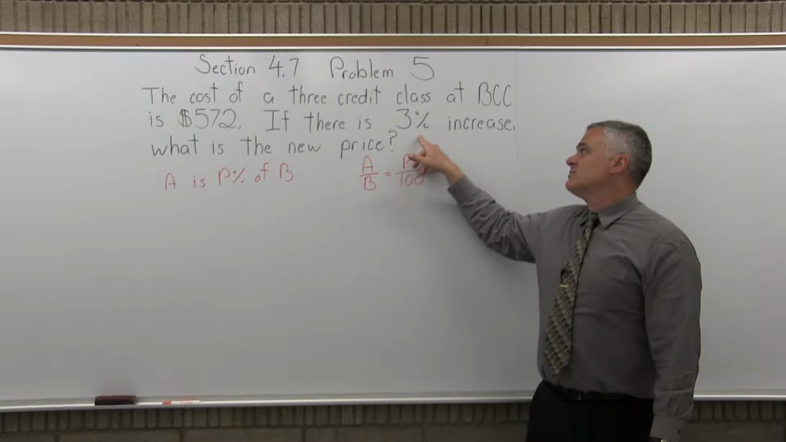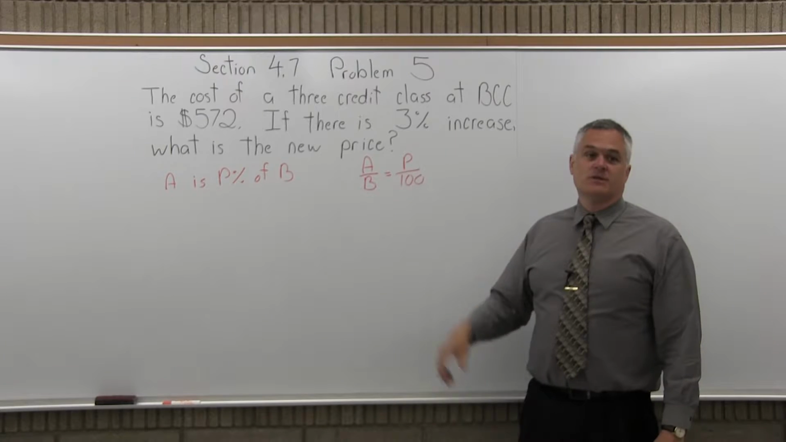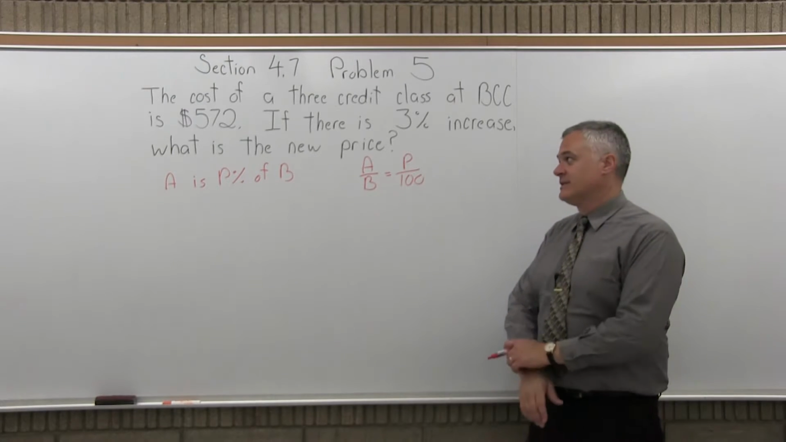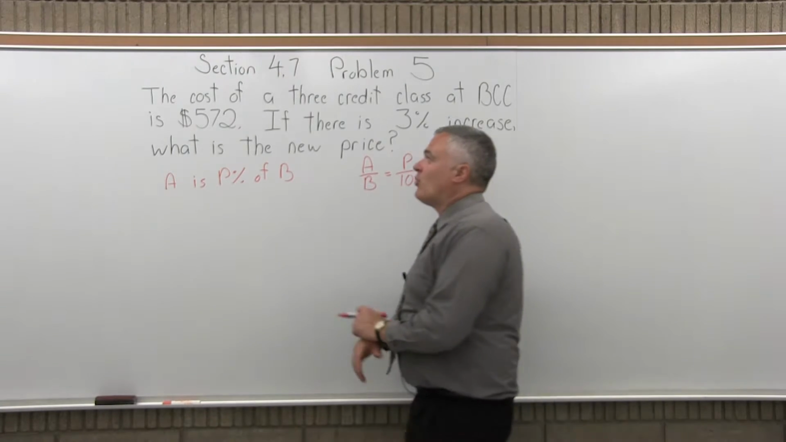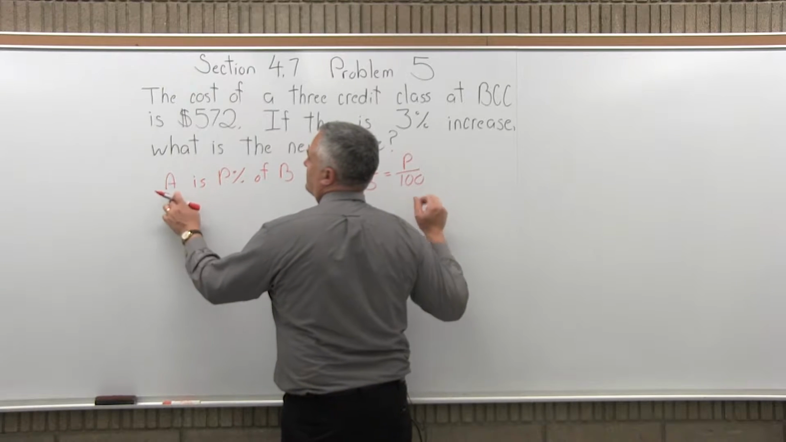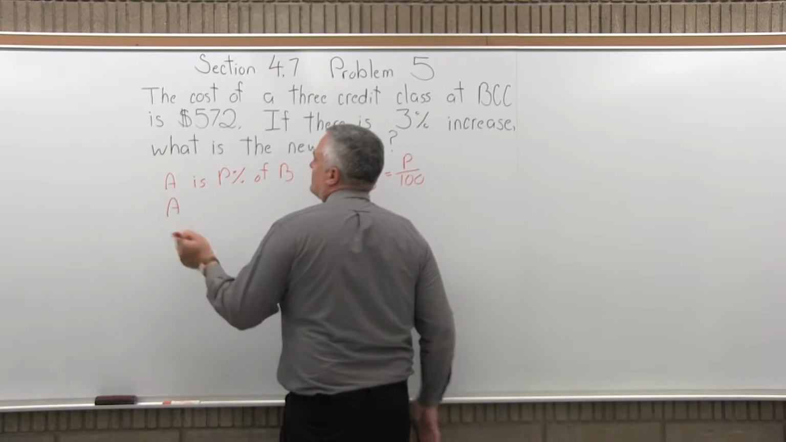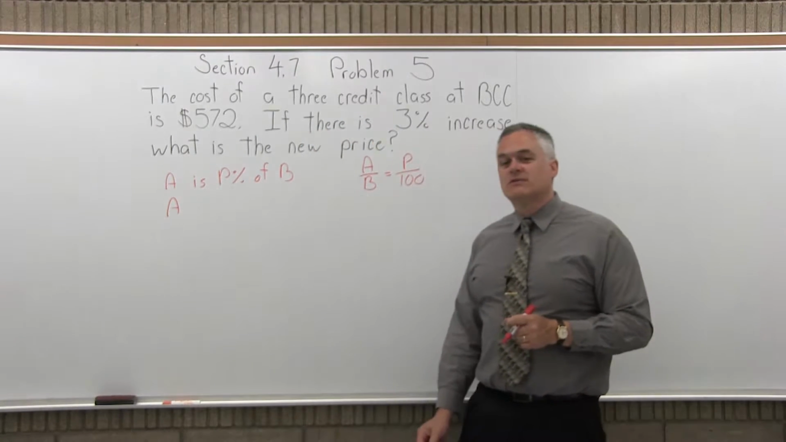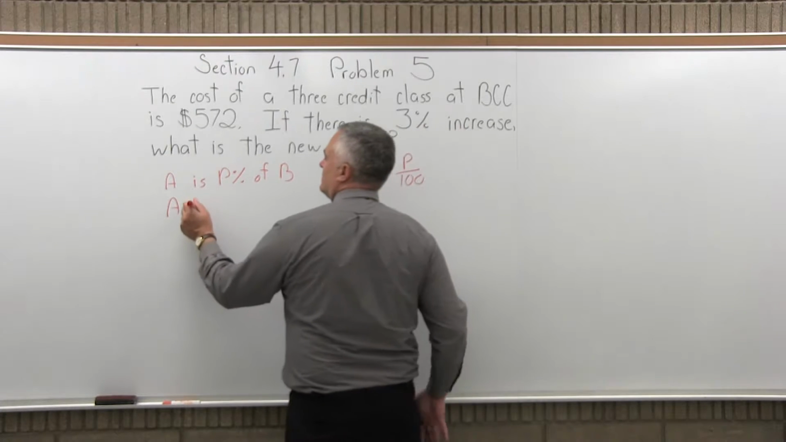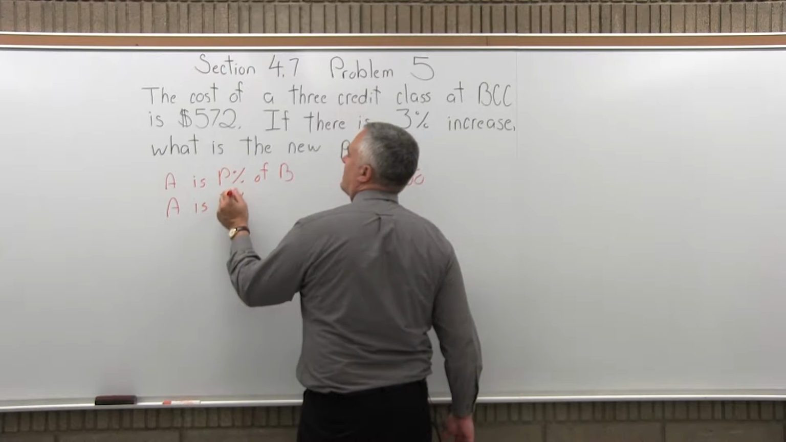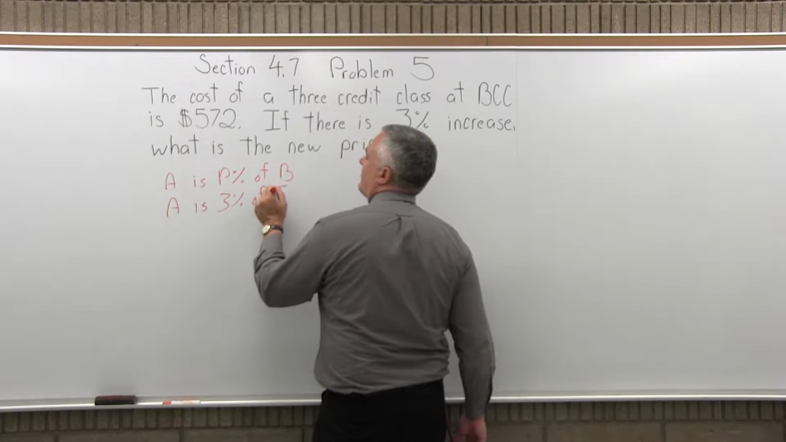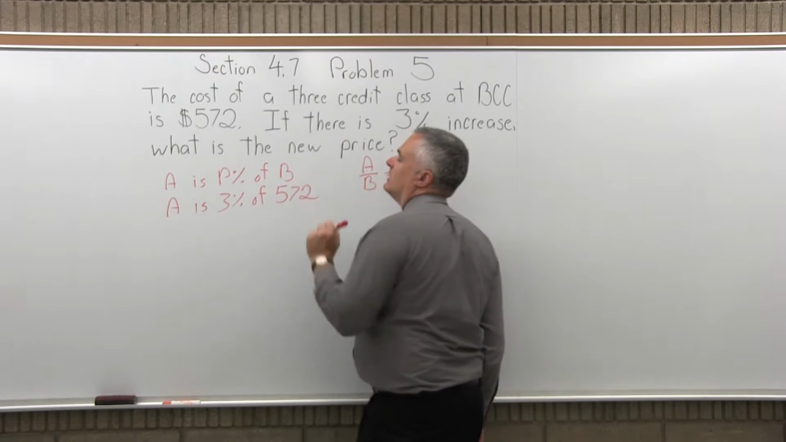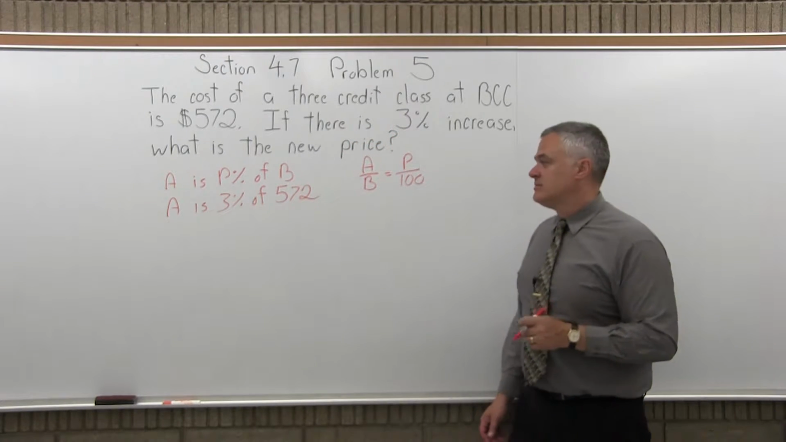out is what is 3% of 572? And that'll give us the increase in price. So what is 3% of 572? The A, the what, is unknown. So I just leave it as a variable. A is 3% of 572. That's what I want to know.